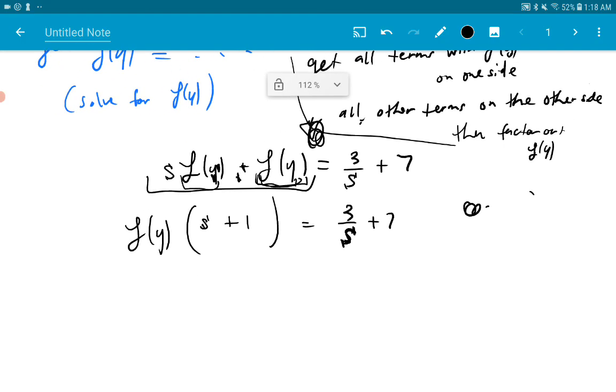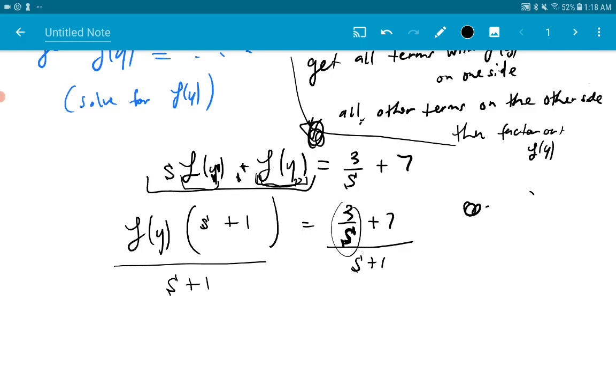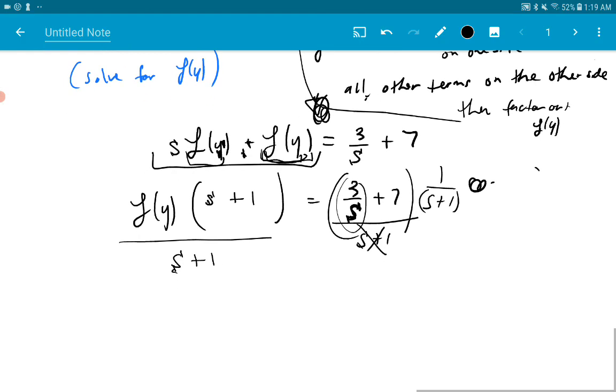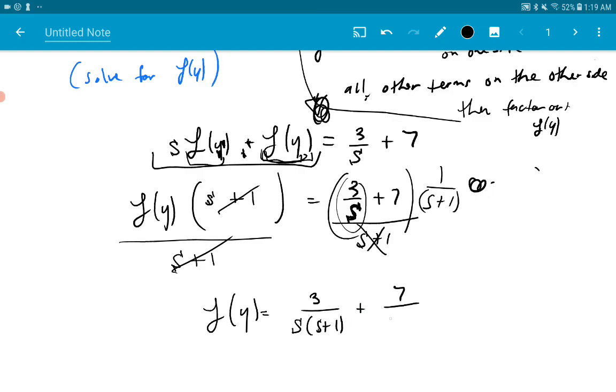So now I have to divide both sides by s plus 1. Although I should write the right-hand side a little nicer. We don't like to have fractions inside fractions. So we'll think of it as multiplying by 1 over s plus 1 and distributing. It's the same thing. These cancel, and I'm left with L of y equals 3 over s times s plus 1, plus 7 over s plus 1.